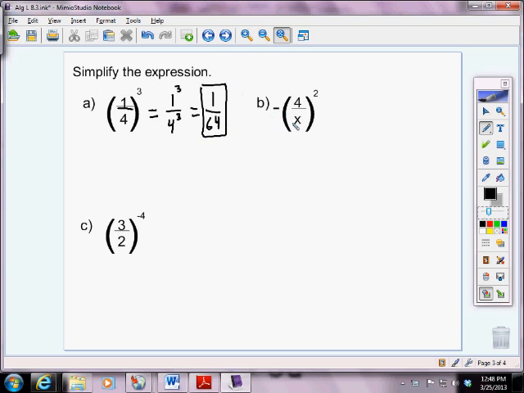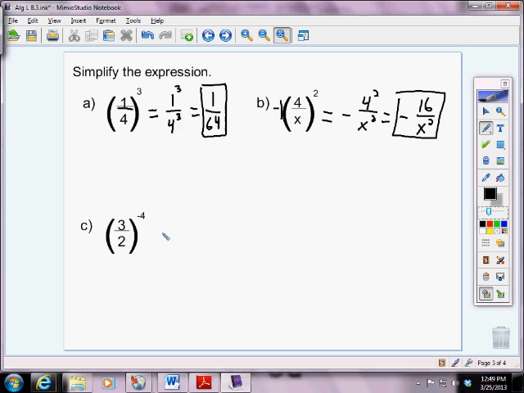Let's look at this one here. We have a negative 4 over x squared. What this means is a negative 4 squared over x squared, which is negative 4 times negative 4, which is 16 over x squared. Don't forget about that negative sign. It doesn't really play into anything here because it's not a negative exponent or anything, but we have to remember that's like saying there's a negative 1 there, and so we multiply our problem by a negative 1.